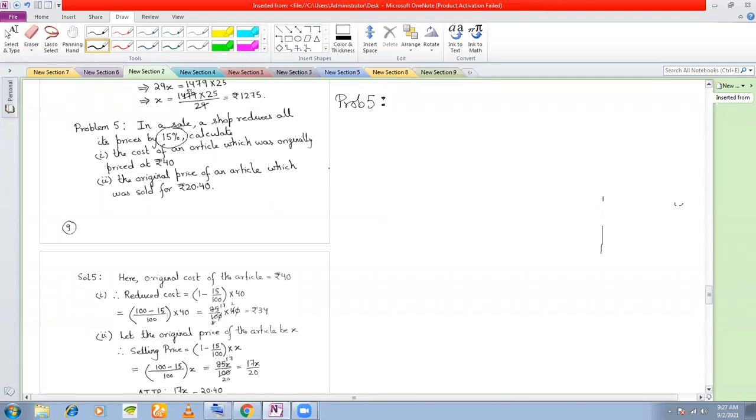Now, if you see here, the question is the cost of an article which was originally priced at rupees 40. So the original price, also called the mark price, is equal to 40. I'll not use the word mark price right now because we are not discussing profit and loss or discounts here. And how much price reduction is being given? 15%. So what is the cost of the article? On 40 they are reducing the price by 15%. That means the quantity 40 is being reduced by 15%. So (1 minus 15 by 100) into 40.